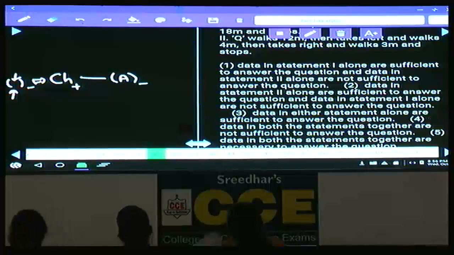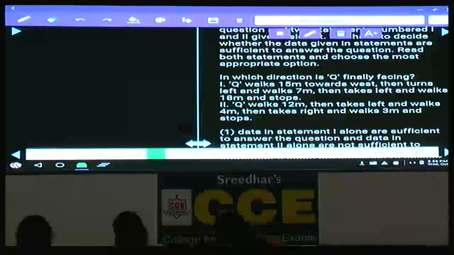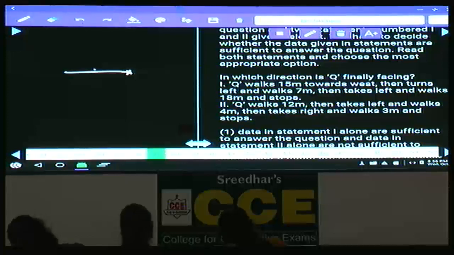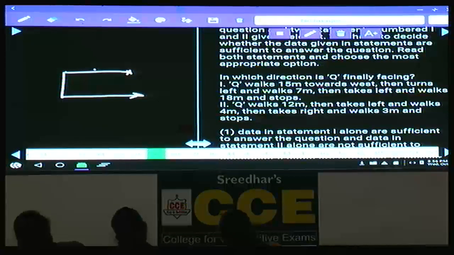Then coming to question number 37. Now in this 37, in which direction is Q finally facing? Q walks 15 meters towards west from the initial position, then turns left and walks 7 meters, then takes a left and walks 18 meters and stops. And finally Q is facing which direction? West. Are you getting the answer or not? Yes, 1 alone is sufficient.